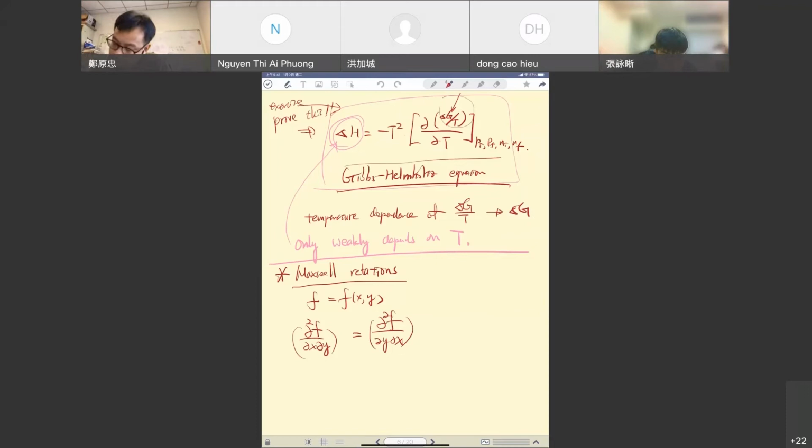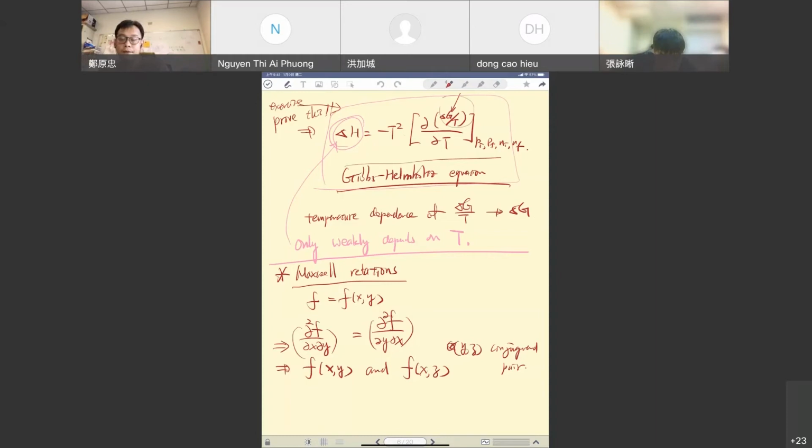Also, another mathematical result that is useful: if f is a function of x and y, and in some cases you can rewrite f as a function of x and z, this means y and z are conjugate pairs. So y and z are a conjugate pair in this case because in thermodynamics they come from the same energy term. They are not independent; they depend on each other. So you use either one of them as your variable.